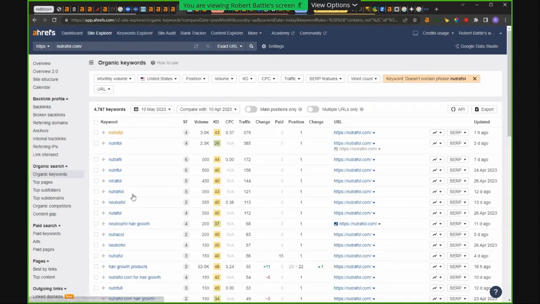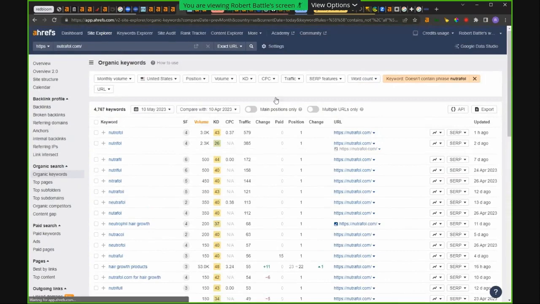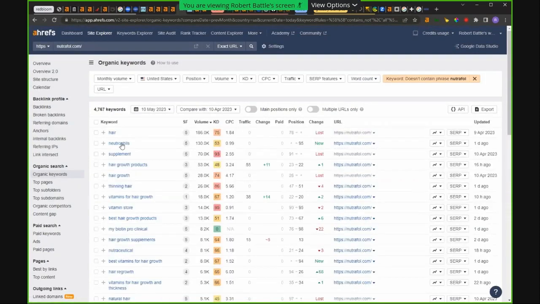So, okay, now it's obviously a lot of variations of their brand. Let's also sort by volume, because again, we want the bigger the better. So, okay, hair, obviously supplement, hair growth products, not bad. Massive amount of traffic, decent keyword difficulty, CPC is high. It's a winner. But the key thing here is products, plural.